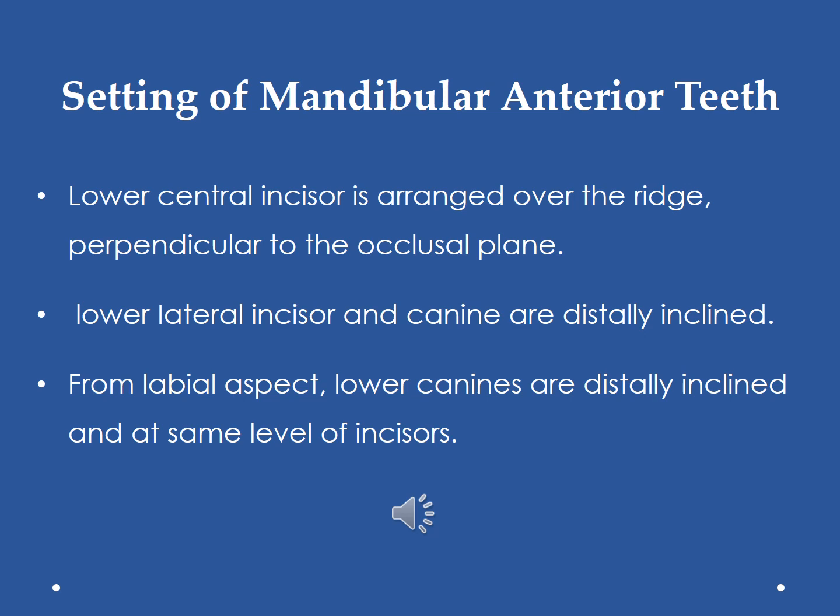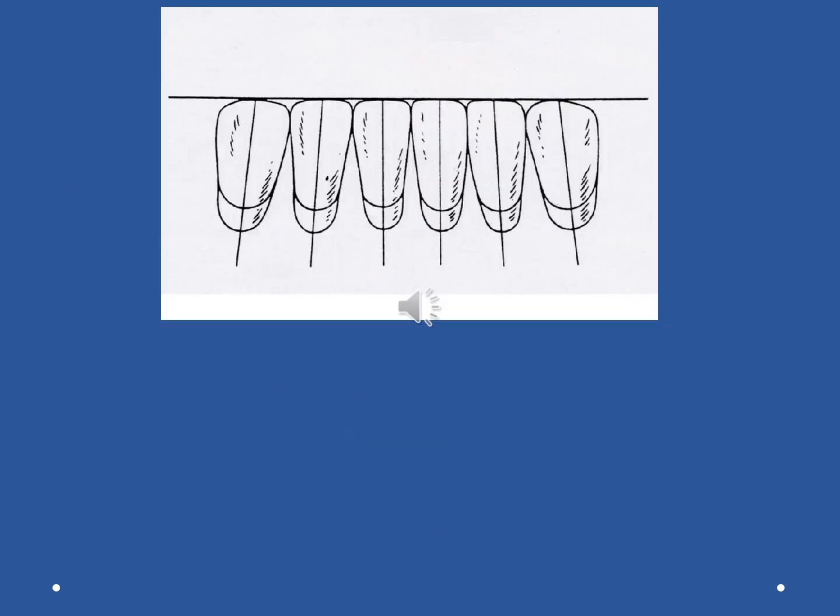Then we move on to setting of mandibular anterior teeth. The lower central incisor is arranged over the ridge or slightly labial to the ridge, and it is set perpendicular to the occlusal table. Lower lateral incisor and canine are distally inclined. When we look at the teeth from the labial aspect, the lower canine is more distally inclined and at the same level as the central and lateral incisor.